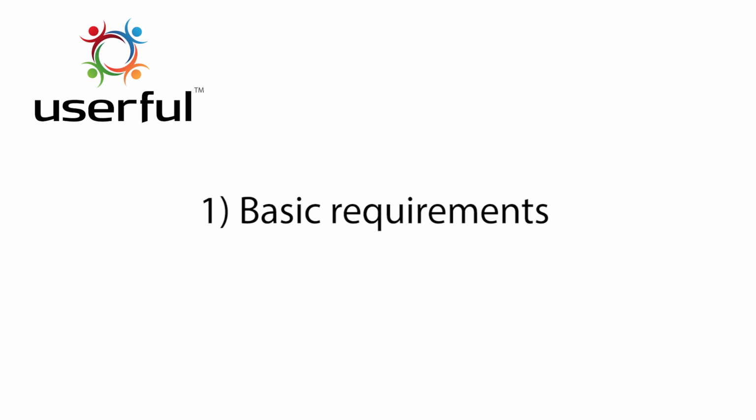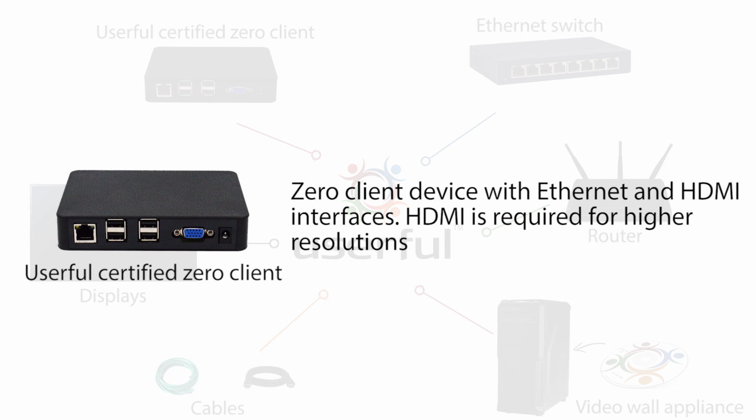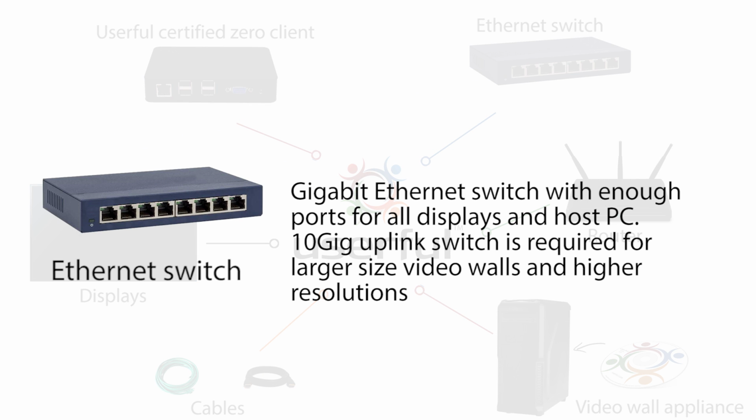To set up a Userful Video Wall, you'll need a serial client. There are different makes and models, but it is recommended to have one with an HDMI interface for better quality and higher resolutions in video output. Also, an Ethernet switch, with enough available ports to accommodate your host PC and all your displays.